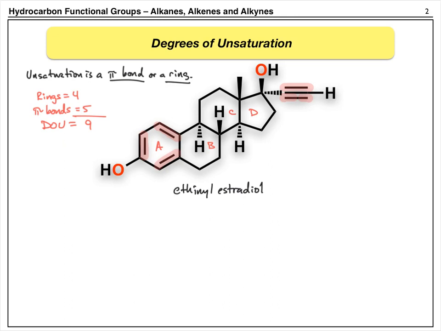So again, why is that important? Because the degree of unsaturation gives us some sort of clue as to what functional groups can be present. So what I'd like to do now is to determine the molecular formula for ethinyl estradiol. So let's do a carbon count.